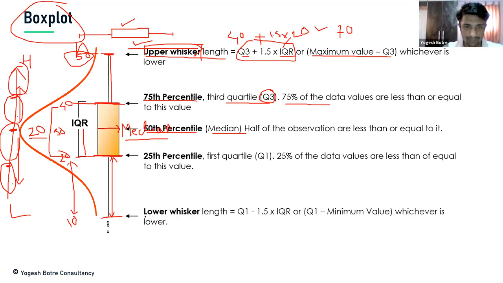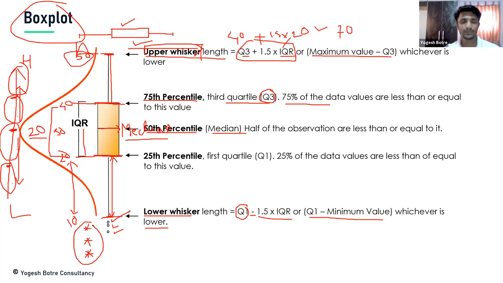And then there is the lower whisker as well, calculated in a similar way, but here we are subtracting from Q1. We multiply 1.5 by IQR and subtract that from Q1, or Q1 minus minimum value, whichever is lower is going to be the lower whisker. Then there are some data points which are not falling within this whisker length. Those are called outliers. They are represented by a dot in some statistical software, and in some software by a star or cross. Outliers are far away from all your other data points, maybe due to some kind of special cause. This is how a boxplot is created.